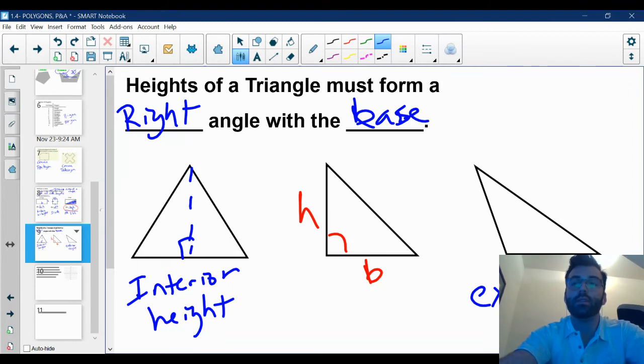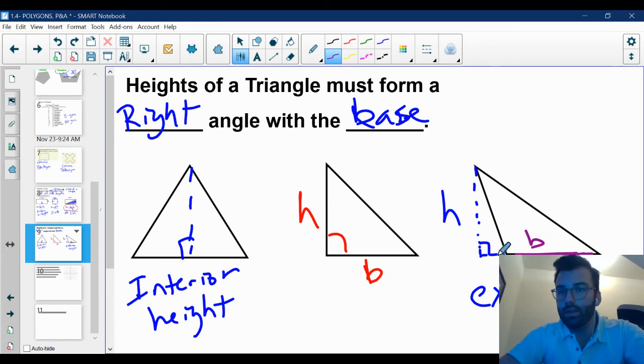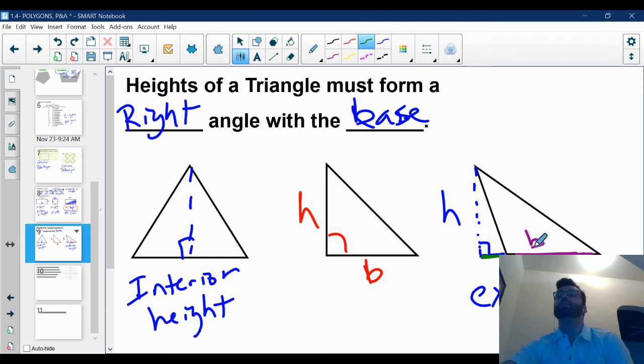And how does that look? Well, the exterior height would be extended from one of the sides and look like that, where this is the height. And just this side would be considered the base. This little piece that's in green doesn't really concern me when I'm finding the area. The only thing that concerns me is this purple side, the base, and the height right here on the exterior.